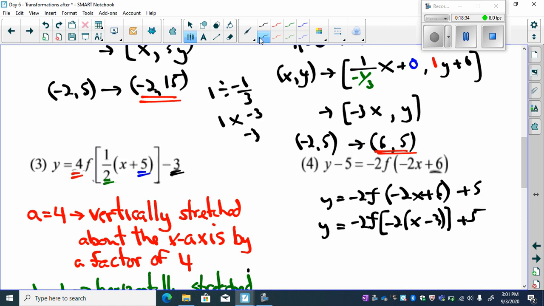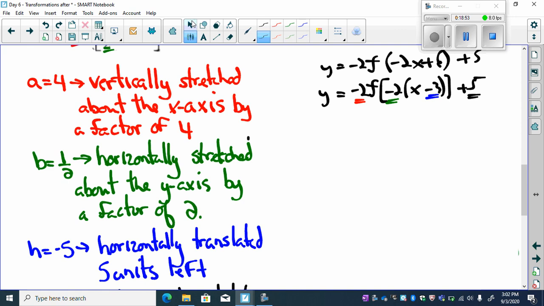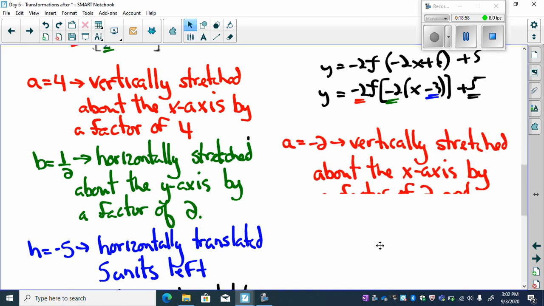And now you can see A is -2. That means there is vertical reflection in the x-axis. B is -2. That means there is horizontal reflection in the y-axis. H would be a 3, and K would be a 5. So you're going to go 3 units to the right and 5 units up. Here's how you describe the transformations.